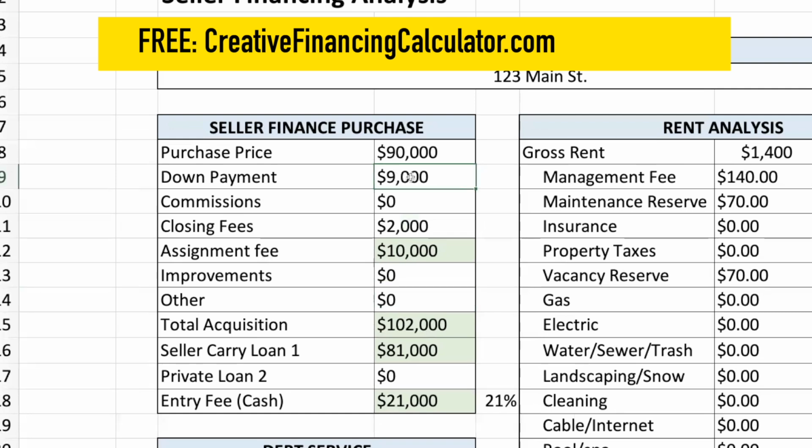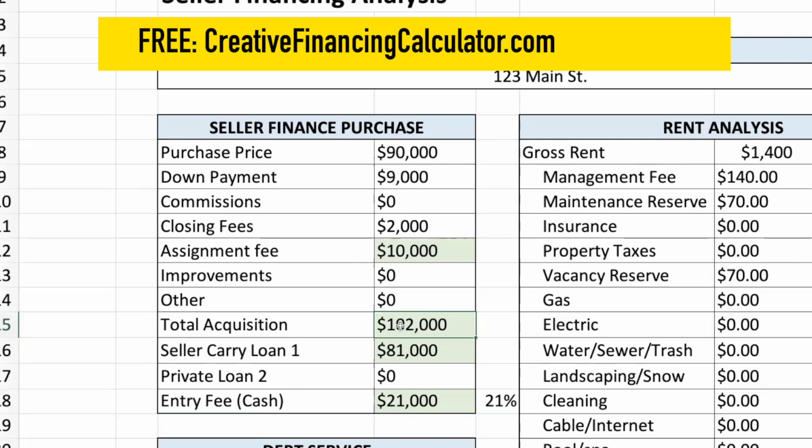Well, he wants some money down. So you're going to put 9,000 down, which is 10%. You're going to pay a couple $1,000s in closing fees. You're going to wholesale this. So your buyer's going to be paying your wholesale fee of 10 grand. So then you have 21,000 in cash to get into the deal, which is 21% of your total purchase.